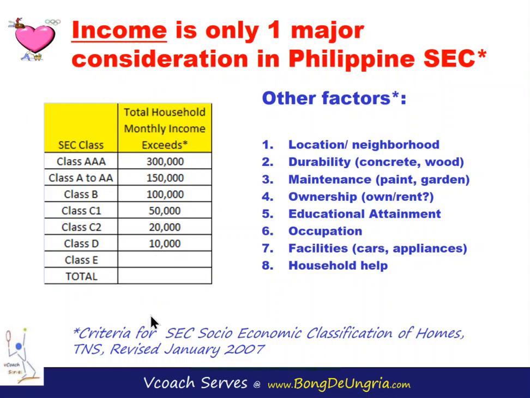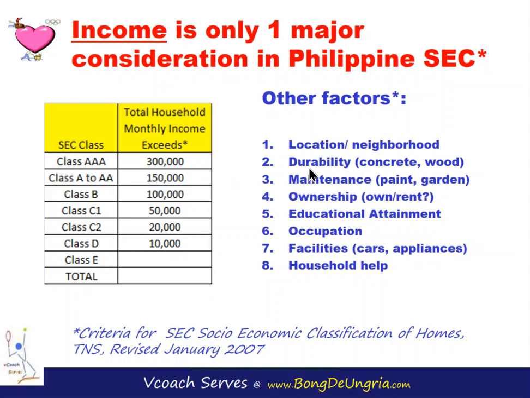Now, that's one way of determining socioeconomic class. The limitation of this is that many people won't want to reveal their income during a survey. So there are other factors which are considered when doing the statistical survey and determining the SEC class of the household being surveyed. So they look at other factors such as location, durability of the house, maintenance, ownership, and by the answers to this question, the surveyor can classify the household into any of these SEC classes.